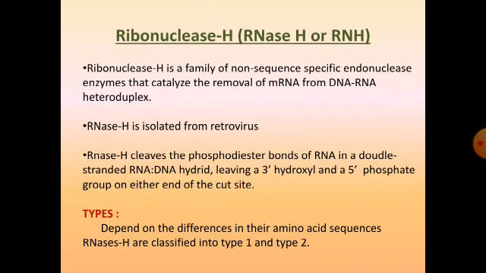The next enzyme is ribonuclease H, or RNase H, or RNH. Ribonuclease H is a family of non-sequence specific endonuclease enzymes that catalyze the removal of RNA from DNA-RNA heteroduplex. RNase H is also isolated from retrovirus. RNase H cleaves the phosphodiester bonds of RNA in a double-stranded RNA-DNA hybrid, leaving a 3' hydroxyl and a 5' phosphate group on either end of the cut site. The types depend on the differences in their amino acid sequences. RNases H are classified into type 1 and type 2.